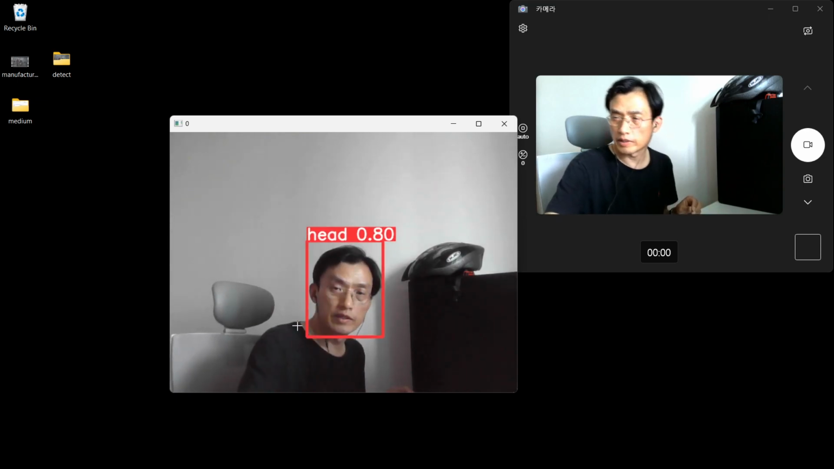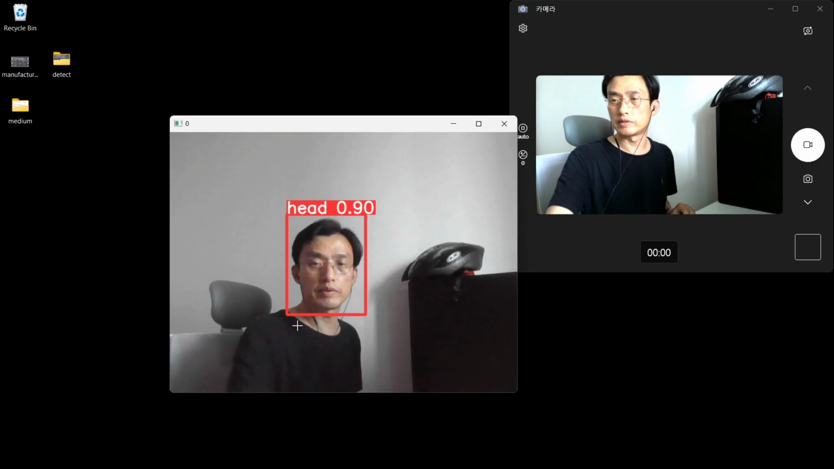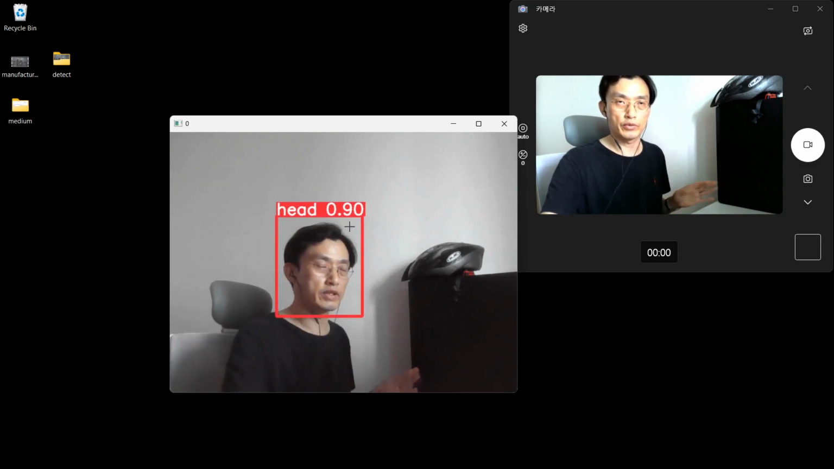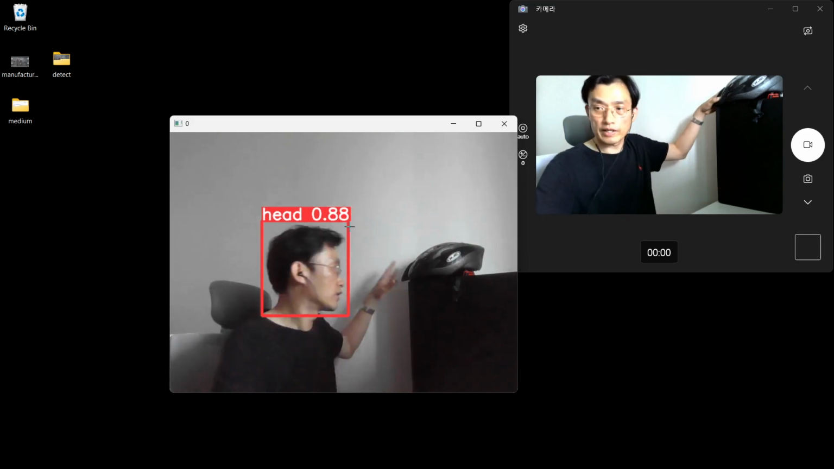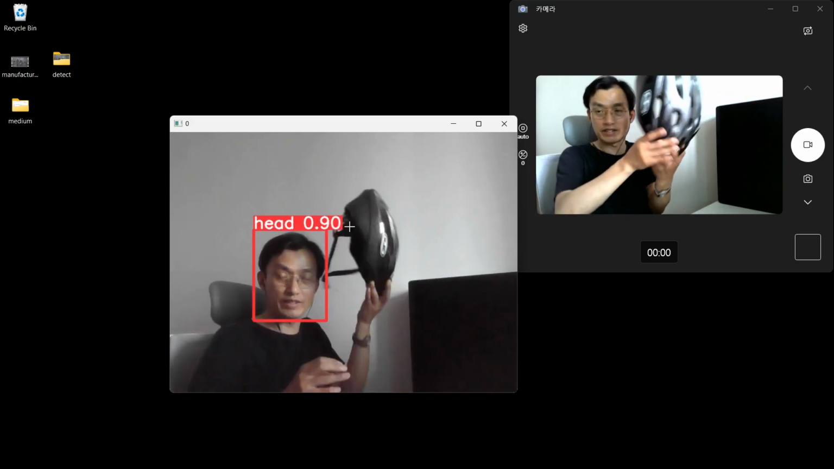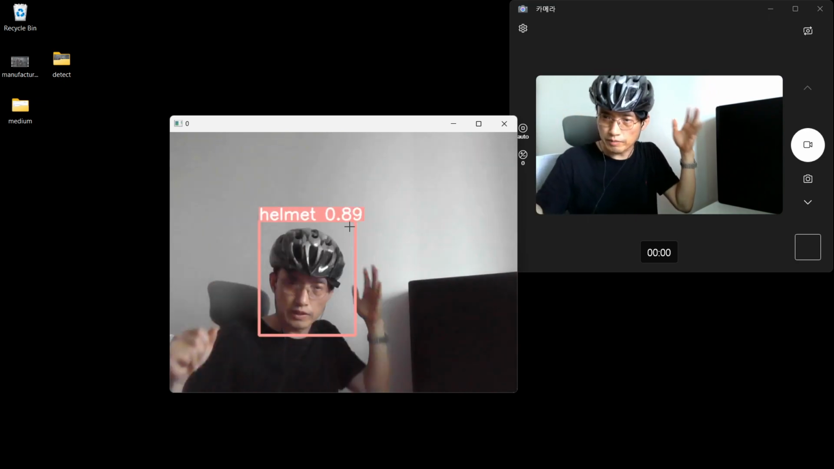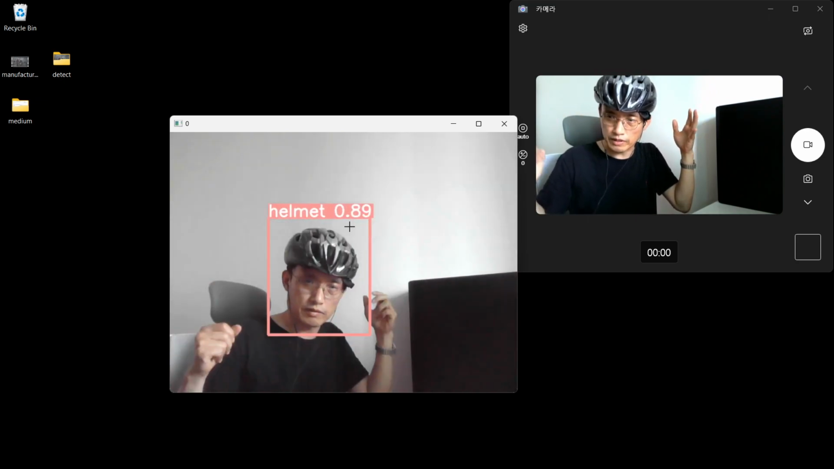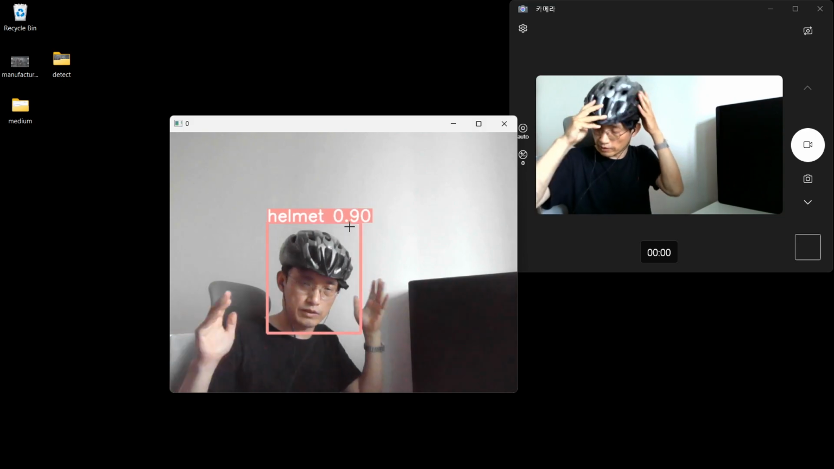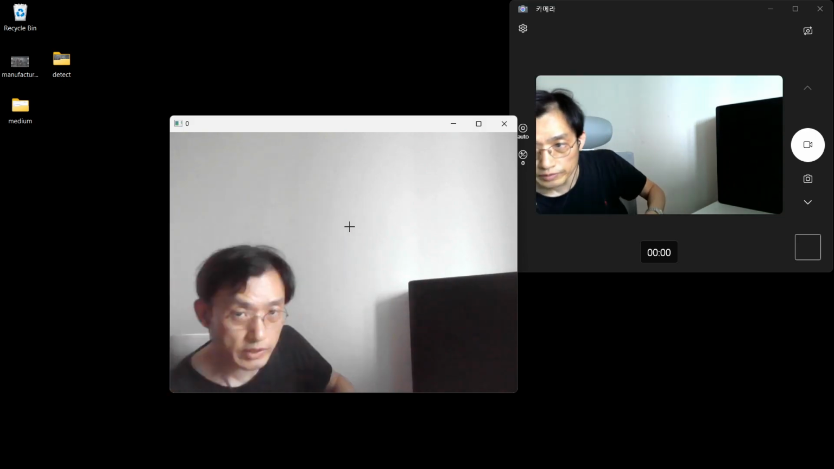It detects my head. The confidence is 0.9, meaning it is 90% sure he is not wearing a helmet. I only have a bicycle helmet, so let me put this on. Then it says helmet, about 90% sure he is wearing a helmet. So this one works.